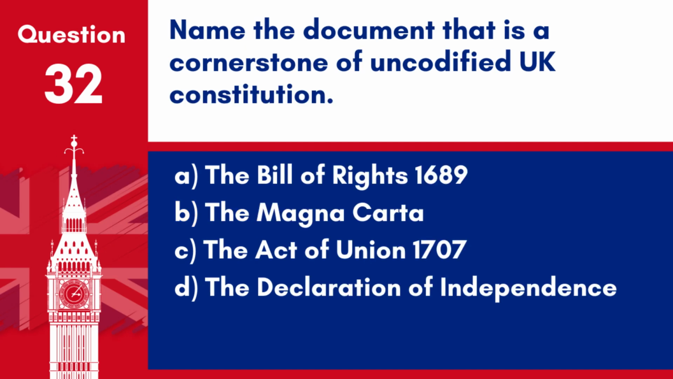Question 32. Name the document that is a cornerstone of the uncodified UK Constitution. A. The Bill of Rights 1689. B. The Magna Carta. C. The Act of Union 1707. D. The Declaration of Independence. Answer: A. The Bill of Rights 1689. The Bill of Rights 1689 is a cornerstone document of the uncodified UK Constitution, laying down limits on the powers of the Crown and setting out the rights of Parliament.